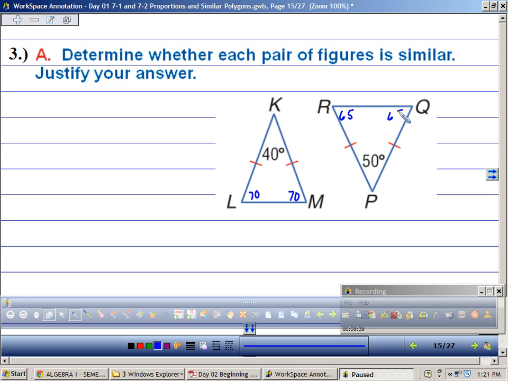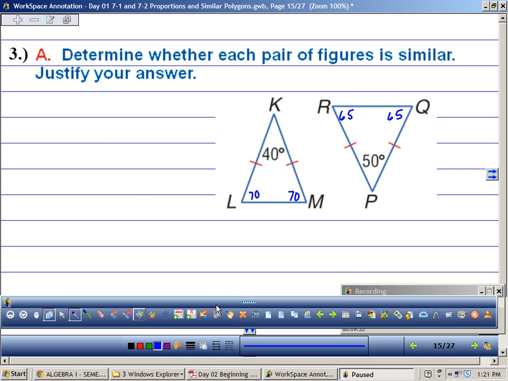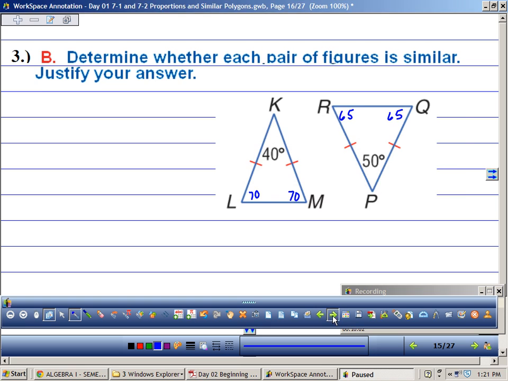65 and 65. So even though these sides are congruent, does that mean that this is a similar triangle? No. Does it make it a congruent triangle? No. It doesn't do anything, right? Okay. It makes it similar if the angles are congruent, but the sides are proportional. And we're going to look at that right now.